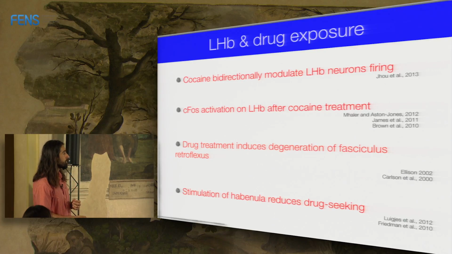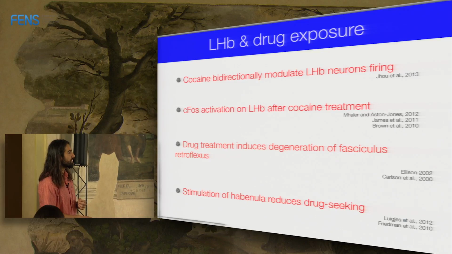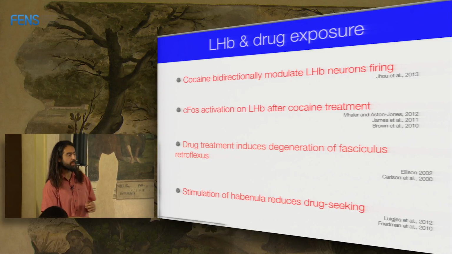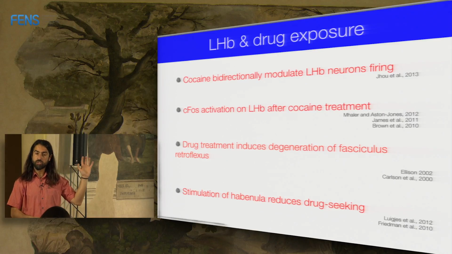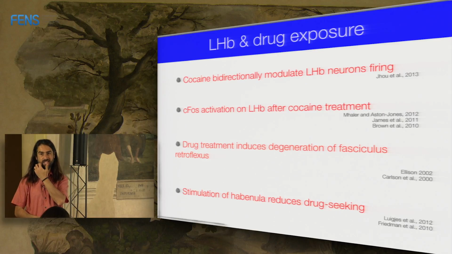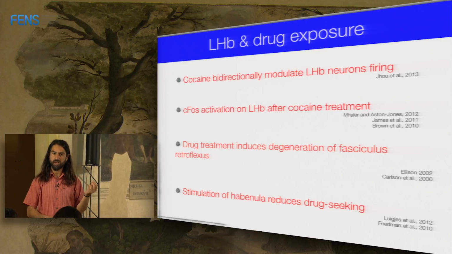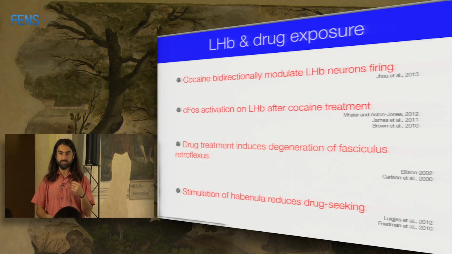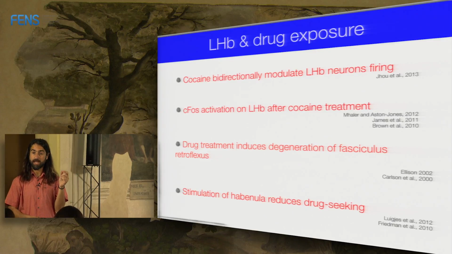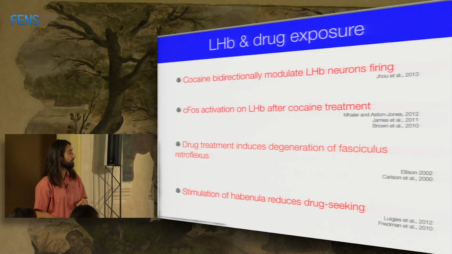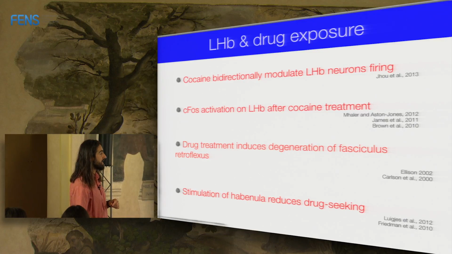Second hint. Then, back in 2002, there were some papers suggesting that during a chronic treatment of cocaine, there was some loss of axons from the lateral habenula to the midbrain. But this was done with an extremely high dose of both cocaine and amphetamines that probably triggered this degeneration.